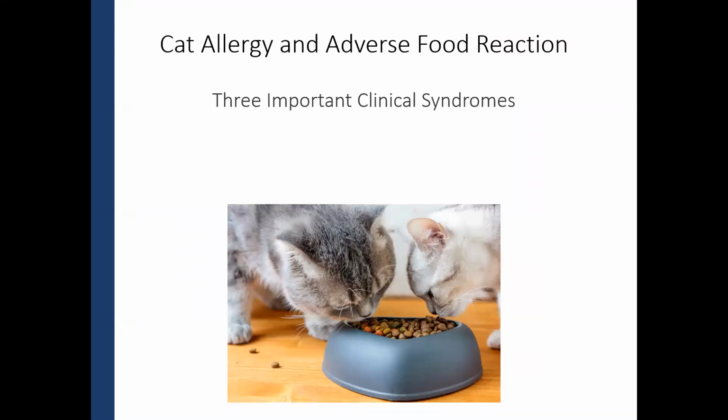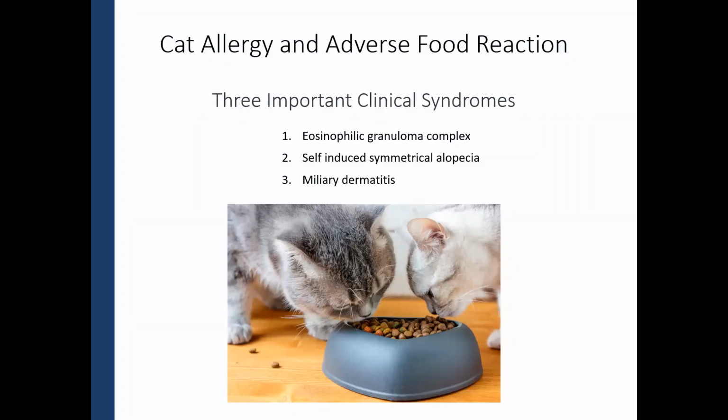There are 3 important clinical syndromes that we need to pay attention to with cat allergy and adverse food reaction: eosinophilic granuloma complex, self-induced symmetrical alopecia, and miliary dermatitis.